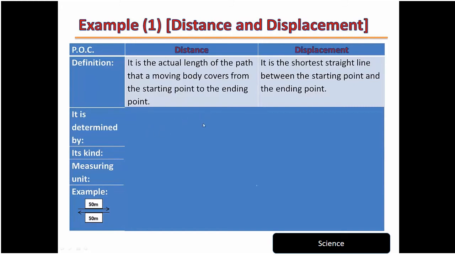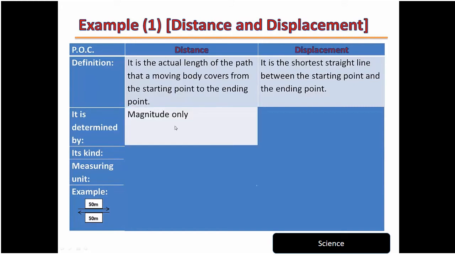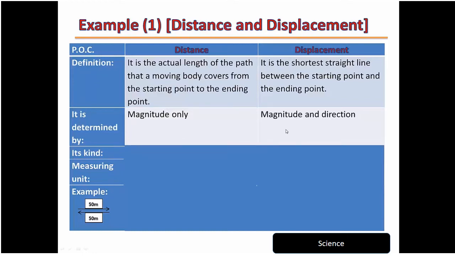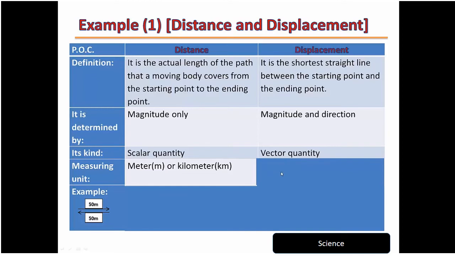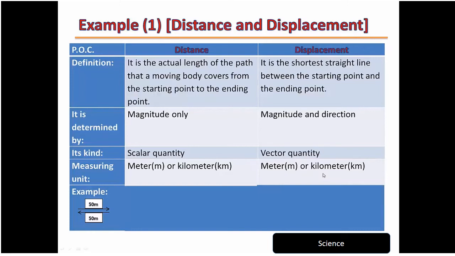To determine distance, we have to know its magnitude only, but to determine displacement, we have to know its magnitude and its direction. Distance is scalar quantity, while displacement is a vector quantity. Distance is measured in meter or kilometer, and displacement has the same units, which are meter and kilometer.